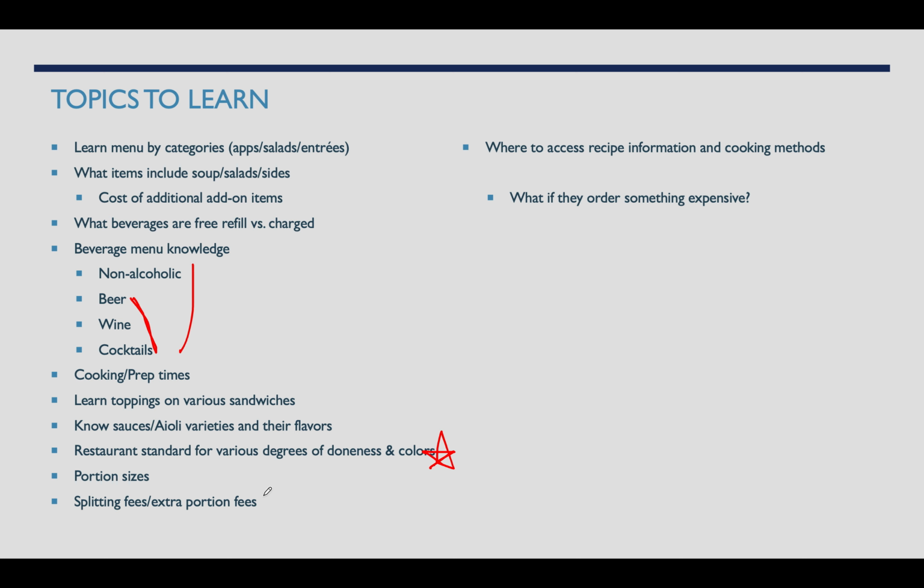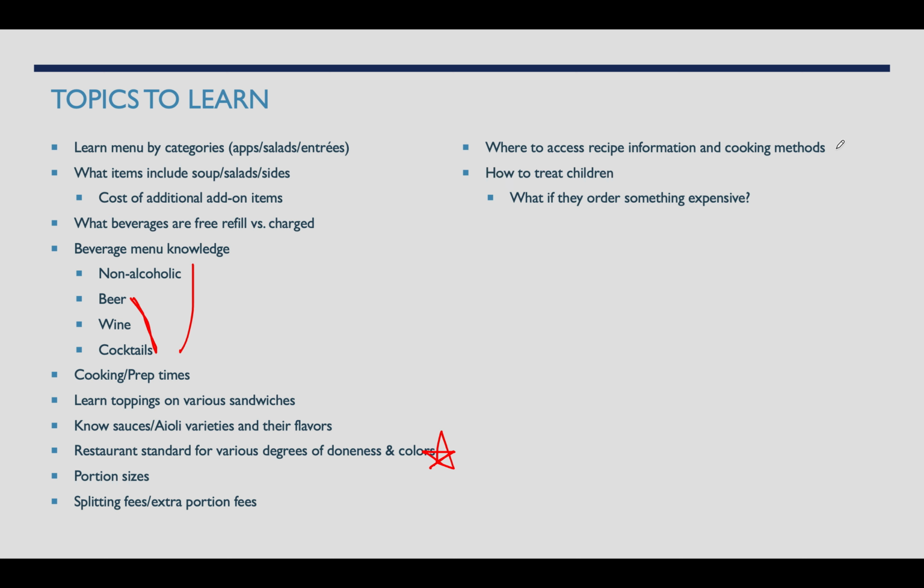Okay, where to access recipe information and cooking methods, another good one. This just really has to do with allergies, right? If someone has an allergy and you need to know if there's an ingredient in that dish, we can go and find that in the binder in the back, or on Chef Tech or whatever program your kitchen is using.